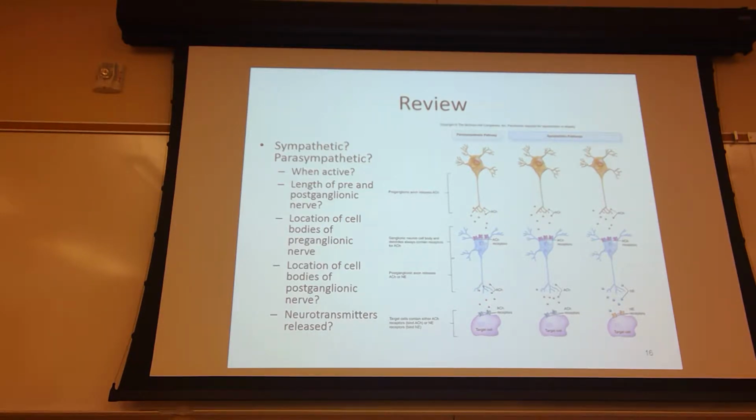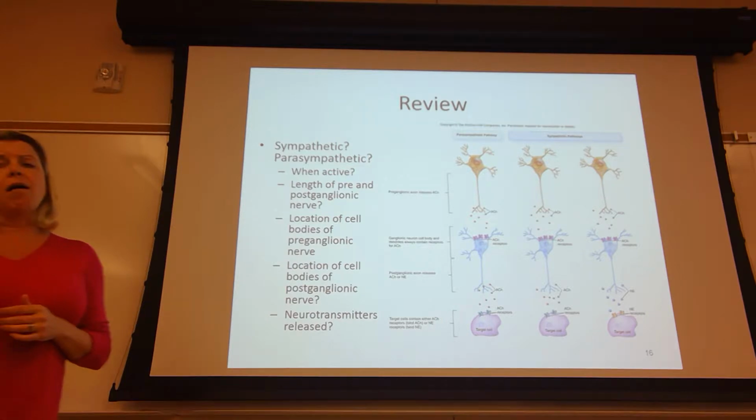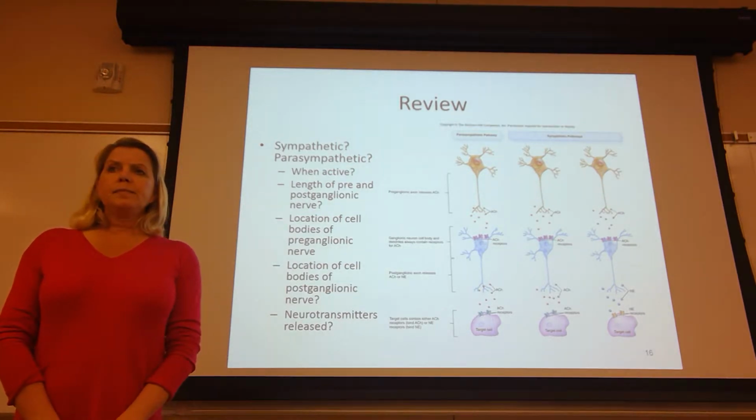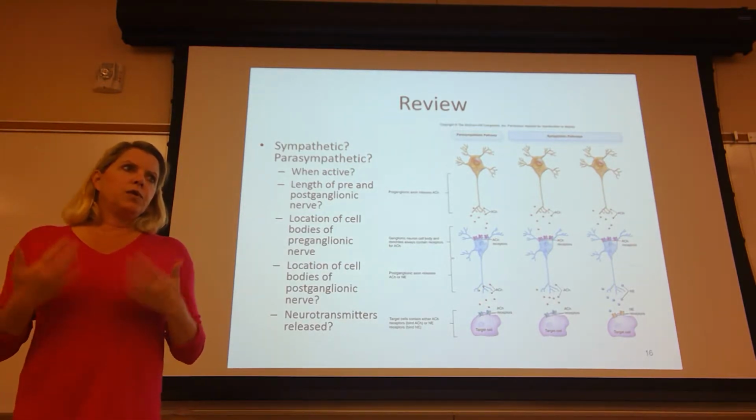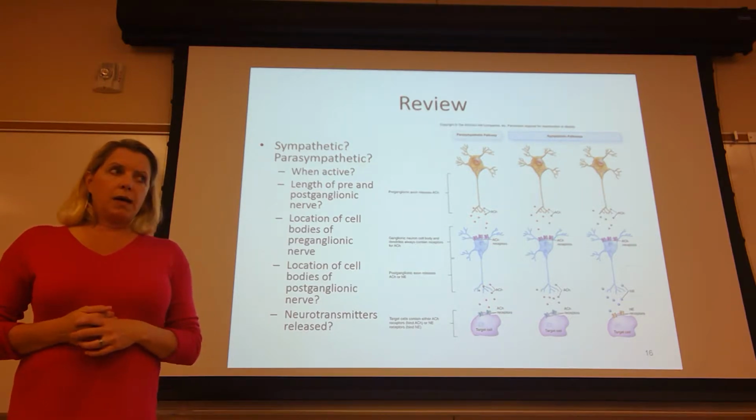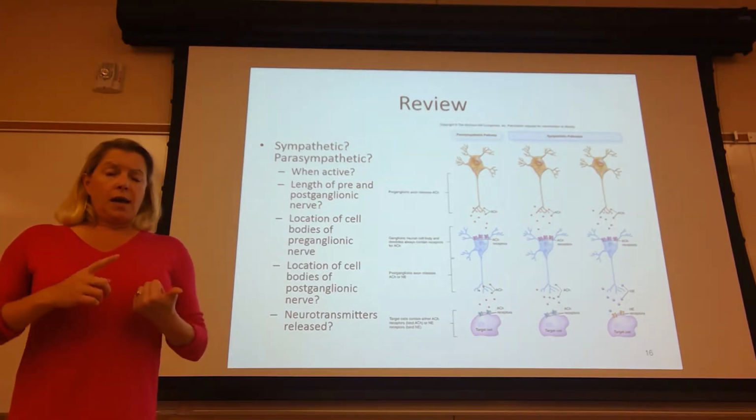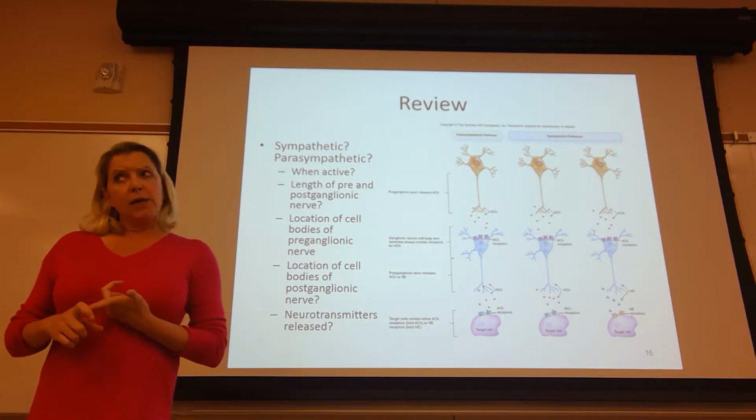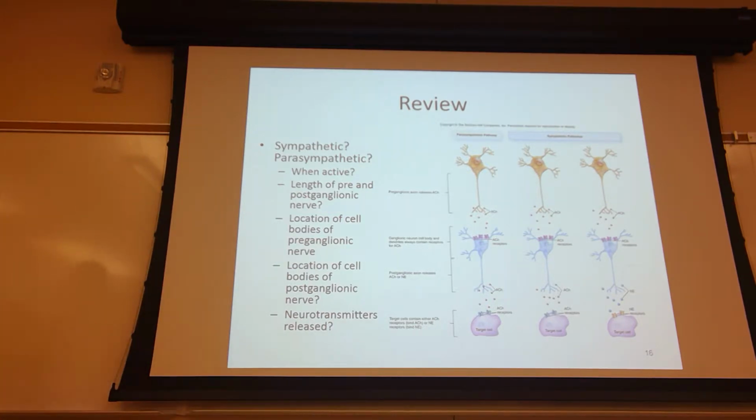For the sympathetic division, I said A, E, I, O, U, sometimes Y. Let's pretend that Y is not a vowel. Then what are the 2 first vowels in the word sympathetic? You all said A and E. A for acetylcholine, E for epinephrine, also known as adrenaline. Noradrenaline and norepinephrine are the same. Adrenaline and epinephrine are the same.